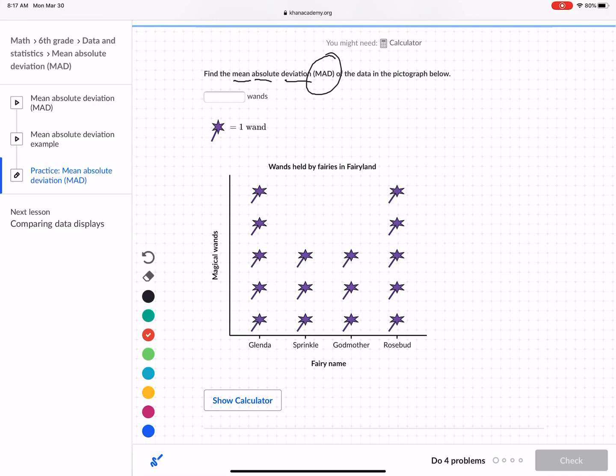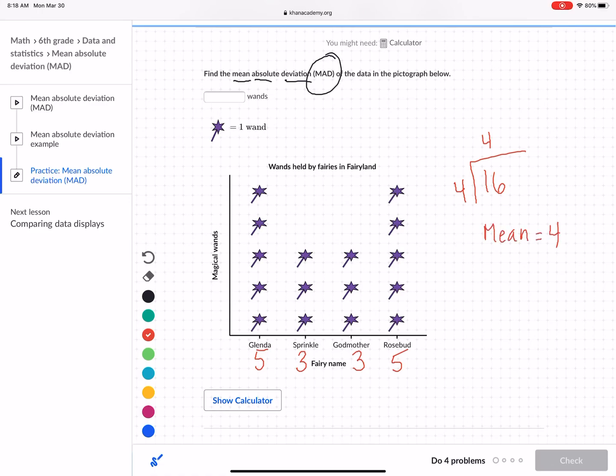So in this example, notice that we have a pictograph of the number of wands that these four people in this fairy tale have. Glenda has 5, Sprinkle has 3, the godmother has 3, and Rosebud has 5. So first we're going to calculate the mean. I'm going to add up all those numbers, 5 plus 3 plus 3 plus 5, which is 16. And I'm going to divide that by 4 because there are 4 different characters, which equals 4. So the mean in this case is 4.